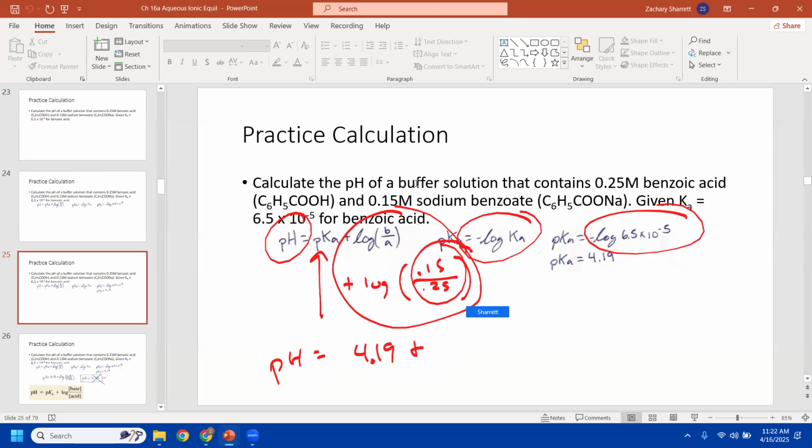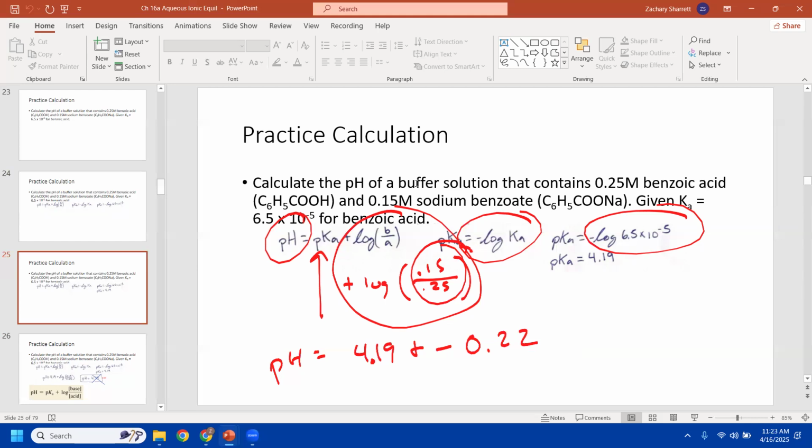Okay. So now we can say the pH is equal to 4.19 plus the log of, so what I would do is 0.15 divided by 0.25. What does that equal? Should be less than 1. And then push log now of 0.6, or log of your second answer. What'd you get, Ray? Negative 0.22.